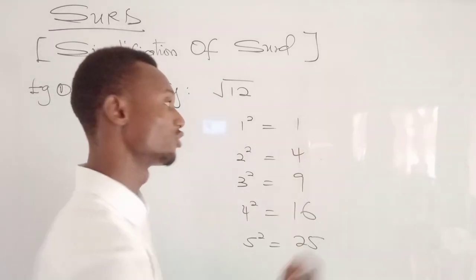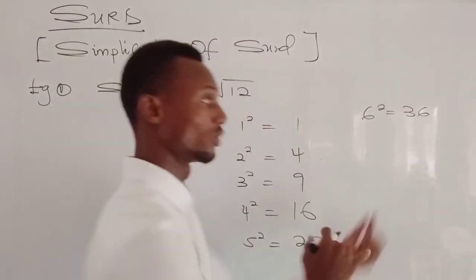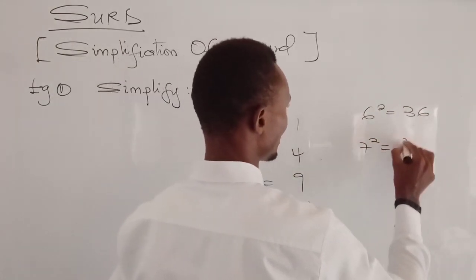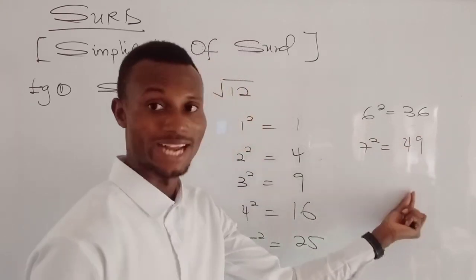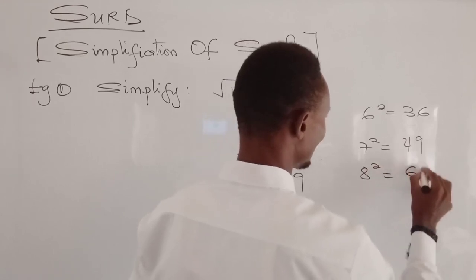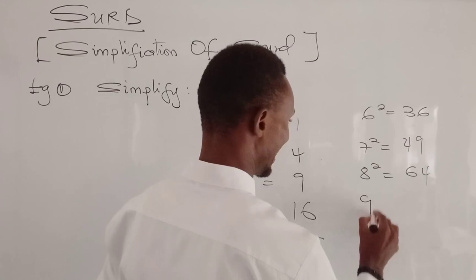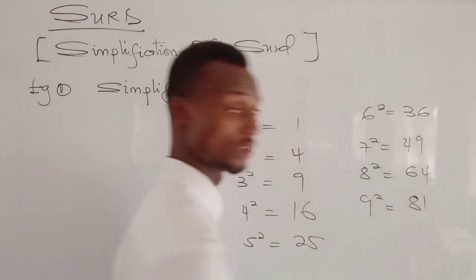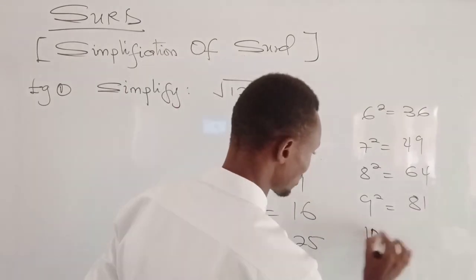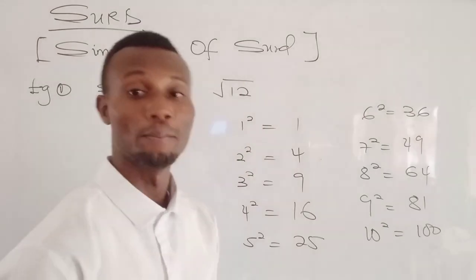We can go on. We can do 6 squared, which gives me 36. So the 36 is a perfect square. You can do 7 squared, which gives me 49. So the 49 is a perfect square. You can also do 8 squared, which gives you 64. So the 64 is a perfect square. You can do 9 squared, which gives you 81. So the 81 is a perfect square. We can do 10 squared, which gives us 100. So the 100 is a perfect square.